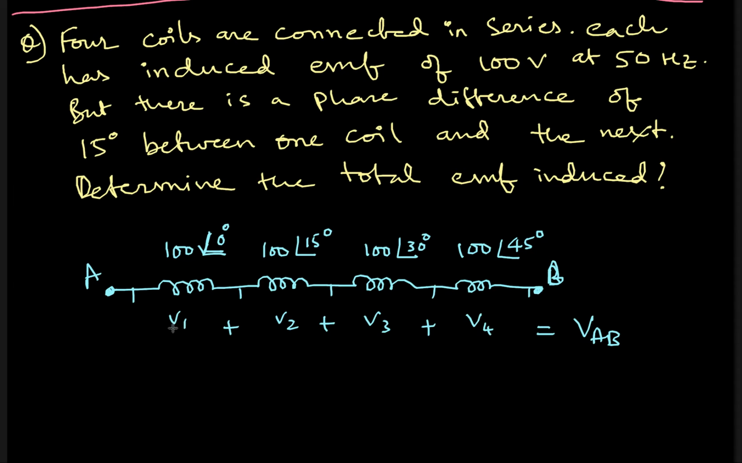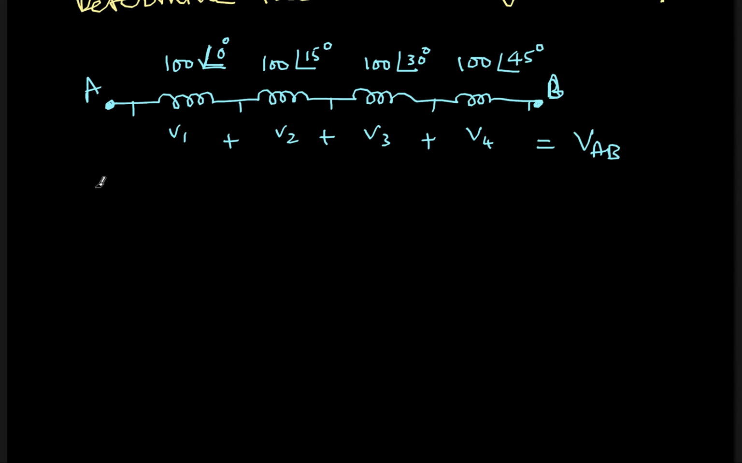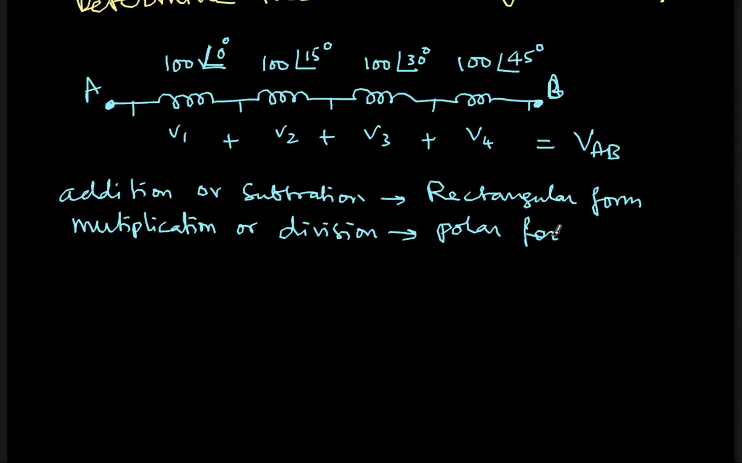Now, for addition, rectangular format is suitable. For multiplication, polar format is suitable. So for addition or subtraction, we use rectangular form. And for multiplication or division, we use polar form. However, if you are doing the problem with a calculator or a computer, for everything you use rectangular form. No need, whatever addition, subtraction, multiplication, division, for all you can use rectangular form.